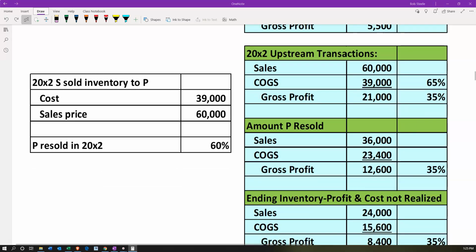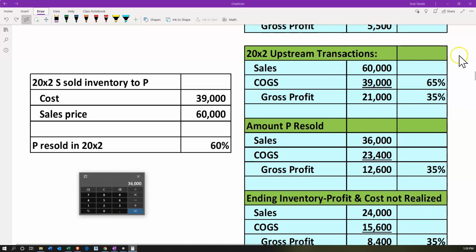Then if we were to say, all right, 60% of that was resold. So they gave us the amount that's resold. So 60,000 times 0.6 is 36,000. If I took that 36,000 times the 65% cost of goods sold percent, times 0.65, we get the 23.4, or we can take as well the 39,000 times the 0.6 here and get the same 23.4. We could subtract those out, or we can use the gross profit percent here to get the 12.6.